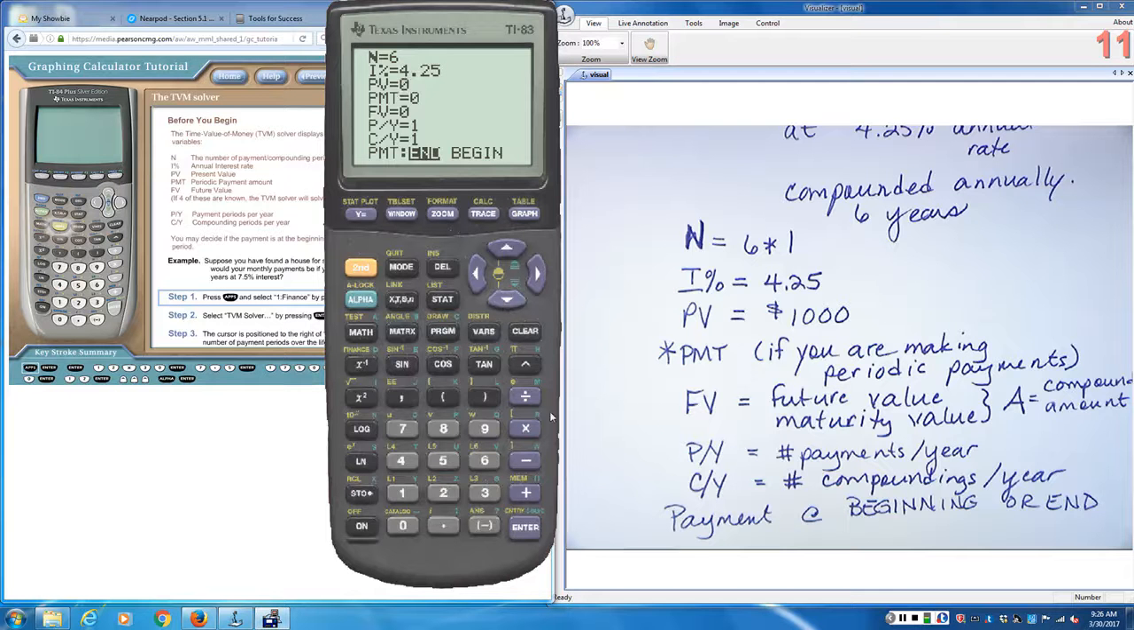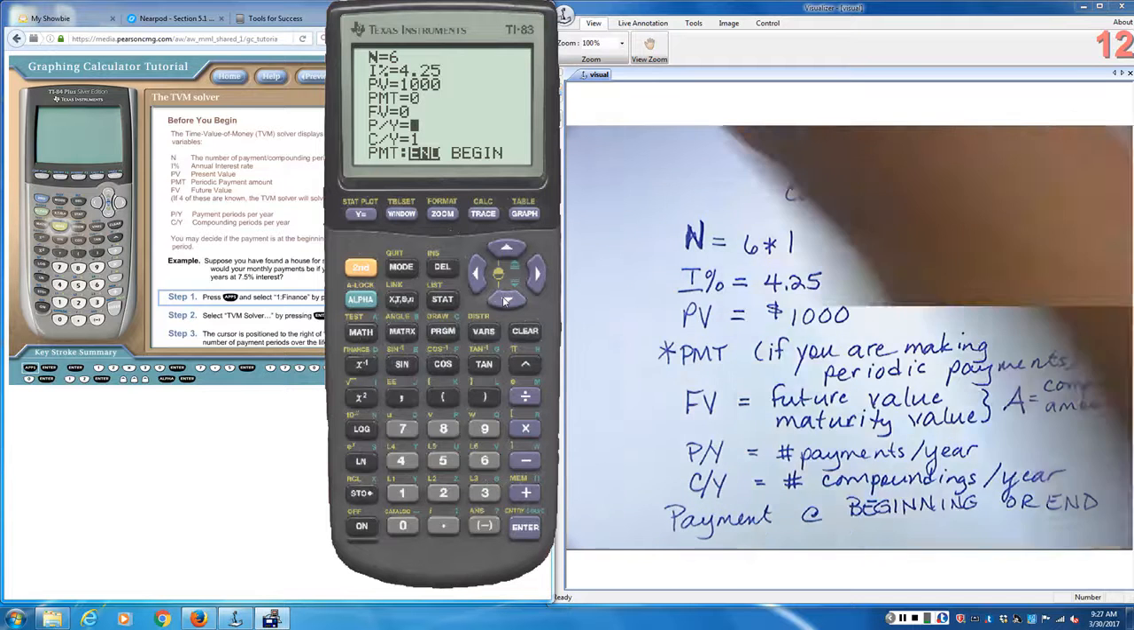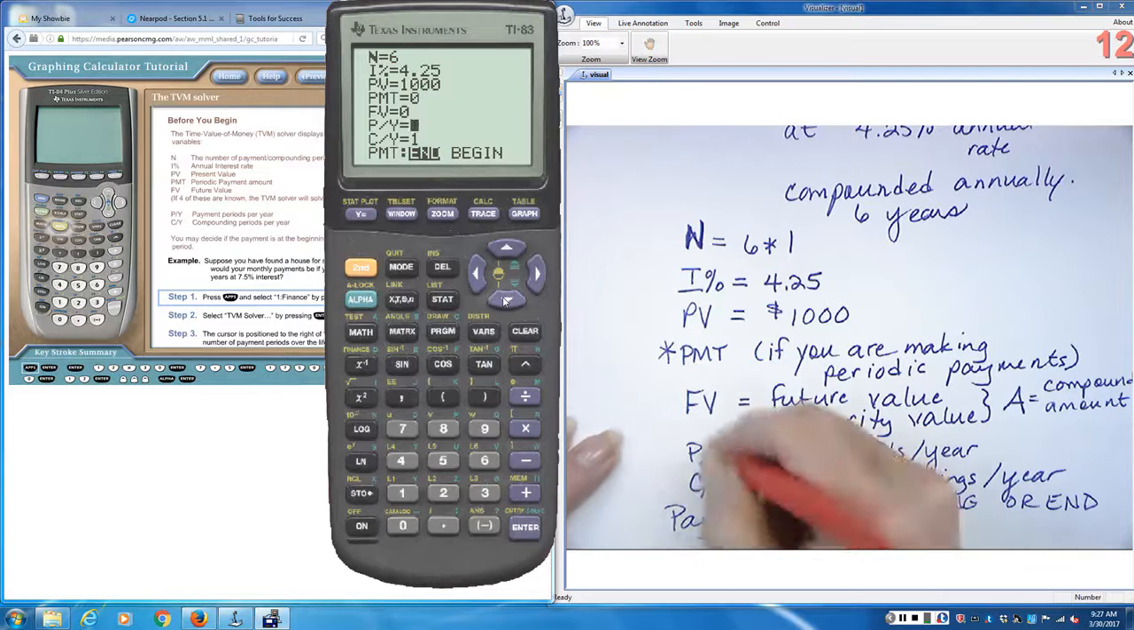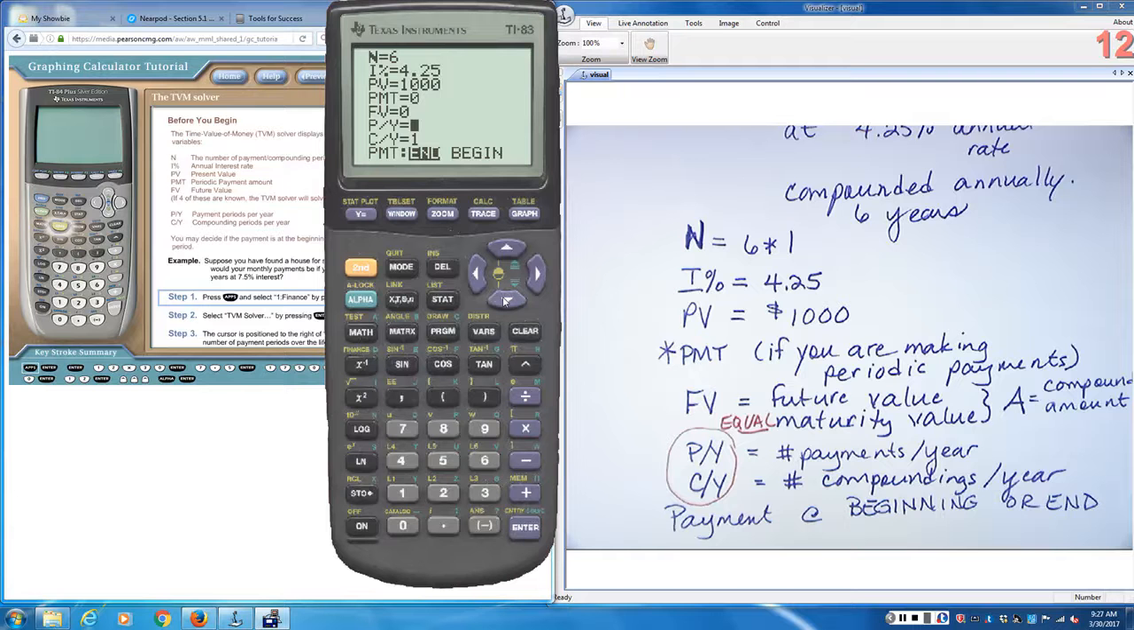The present value is the $1,000 that you put in. You're not going to make any payments, so just gloss over that. Leave it blank if it's blank. Now, the number of payments per year: they're going to pay you interest once a year. They're going to compound once a year. One of the keys to understanding this is that in order to use the solver, these two have to be equal. Payments per year and compoundings per year have to be the same.